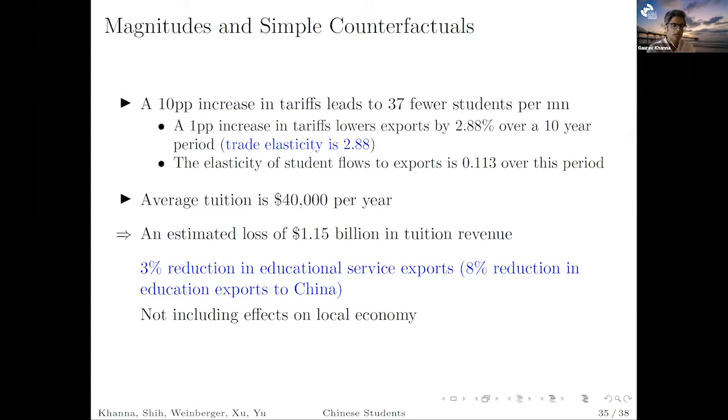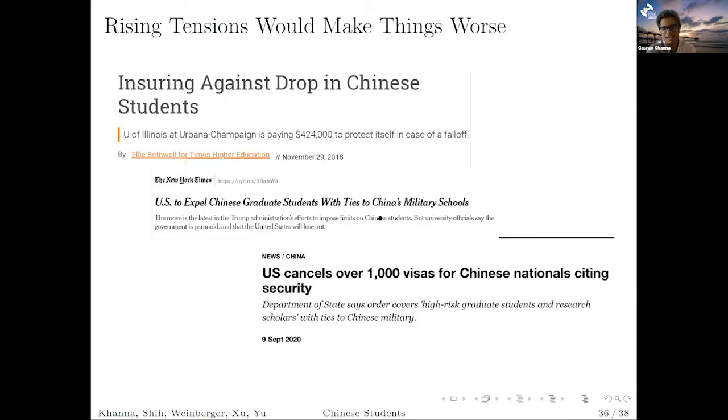So we're not talking about the effect on the East Lansing economy, but just the revenue to Michigan State University, for instance, right? And when we wrote the paper, we were just talking about trade wars, but since then, there's been a lot more that's happened over the last month. Actually, last week, the US canceled about 1,000 visas for graduate students and research scholars from China because they claim they might have military ties.